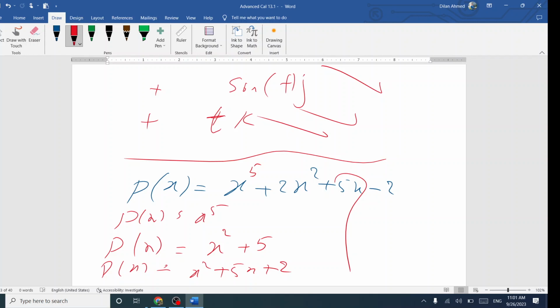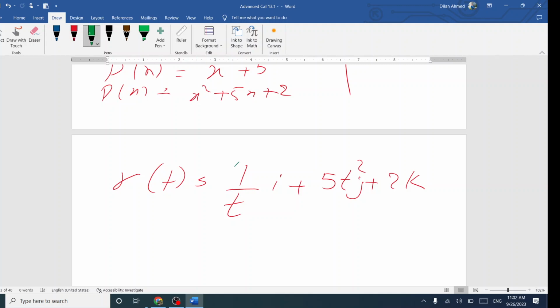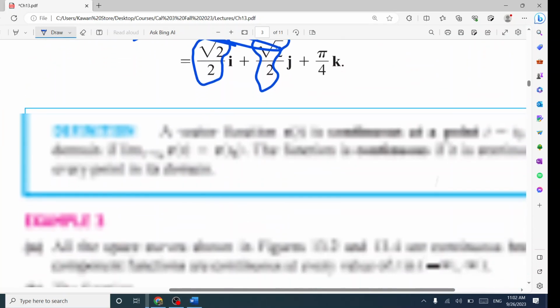Do you think r(t) is continuous? Let me give you another simple example. r(t) equals 1 over t i plus 5t squared j plus 2k. Is it continuous or not? At 0 it is not continuous. The only problem is where? That one is constant as well. How about 1 over t? We have a problem only at 0, so I say it's not continuous at 0. Maybe my question is: is it continuous at 5? Yes. Generally, yes. You got the idea how to deal with it? Good.